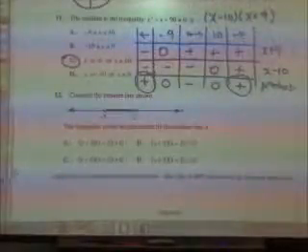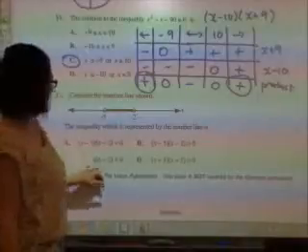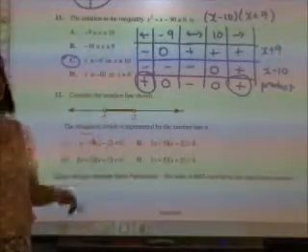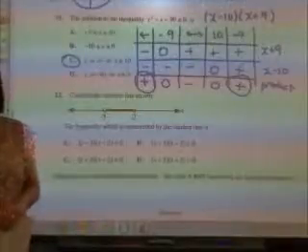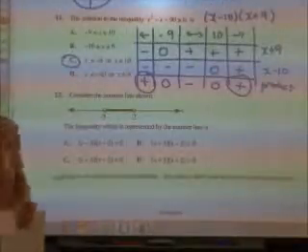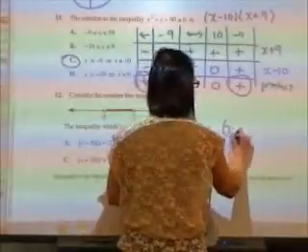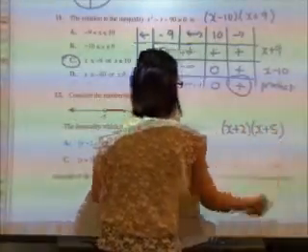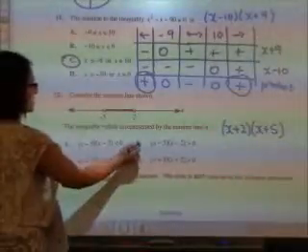It says, consider the number line shown. The inequality represented by the following number line is what? So if I look at these, they're shown as factors. So first of all, if I have x minus 5, what would the factor be? X plus 5. And then the negative 2 would become x plus 2. So that eliminates A and B.